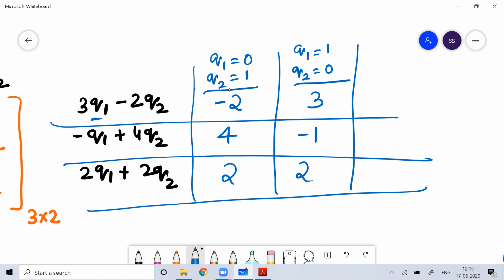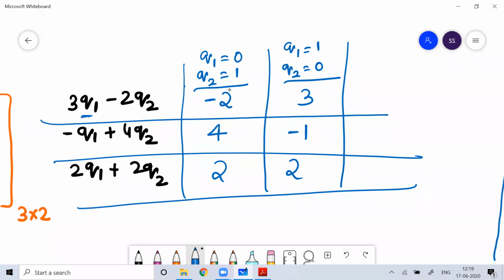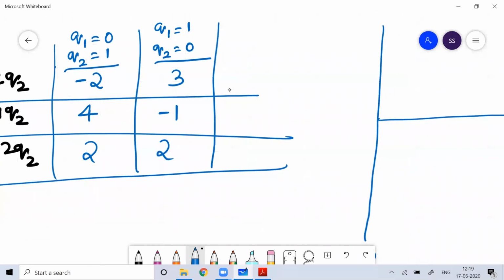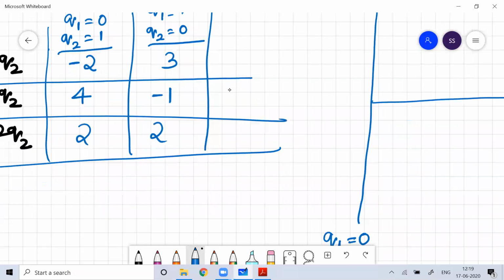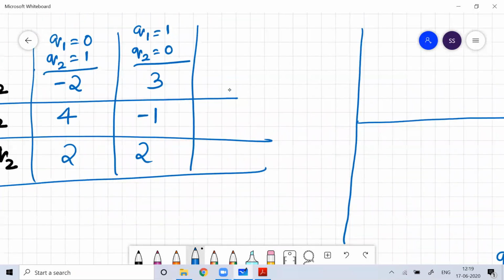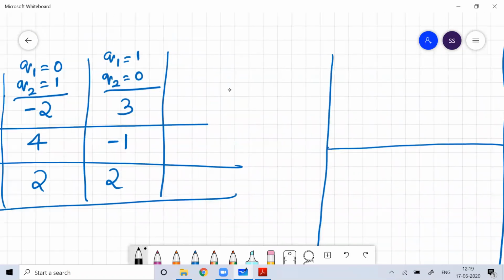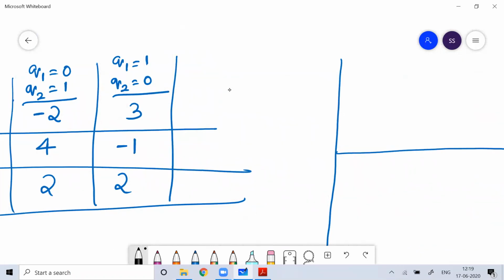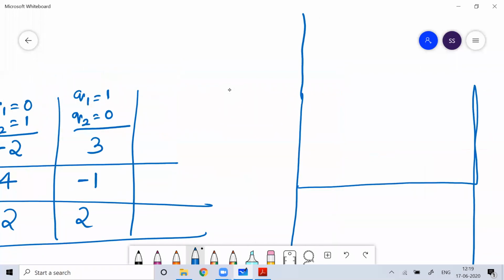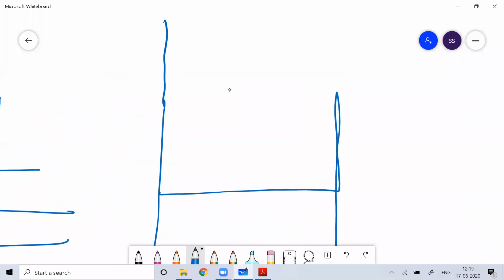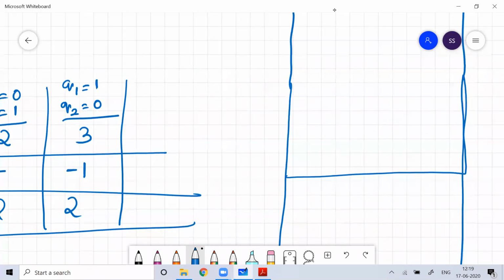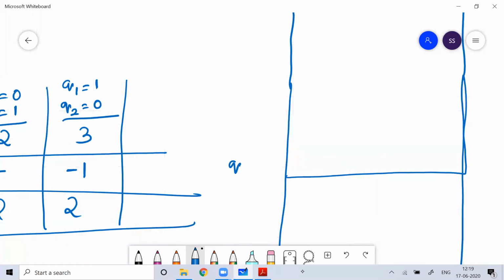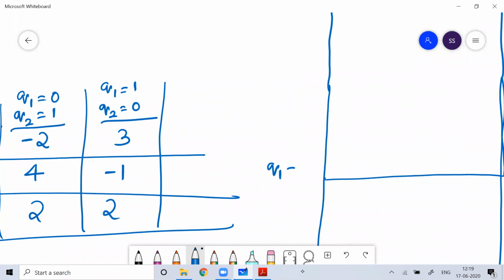Fine. So now I'll plot this in graph. So this is q1 0 and q2 1. So here this is q1 0 and q1 0.